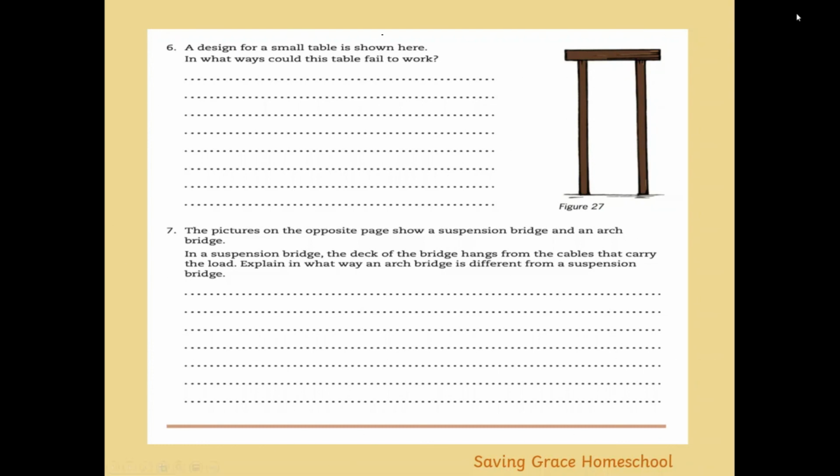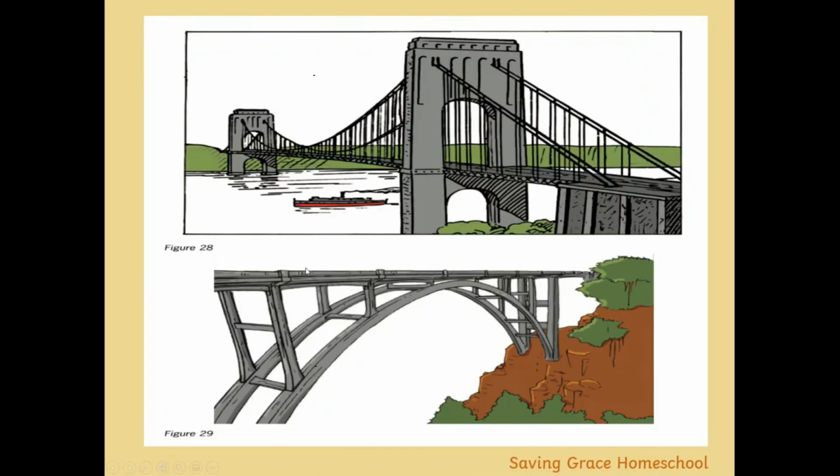Think what would happen with these relatively thin legs on the table if you were to put a heavy load on it. So on question 7, we have pictures on the next page of a suspension bridge and an arch bridge. In a suspension bridge, the deck of the bridge hangs from the cables that carry the load. Explain in what way an arch bridge is different from a suspension bridge. So look at the two diagrams here in figure 28 and figure 29.